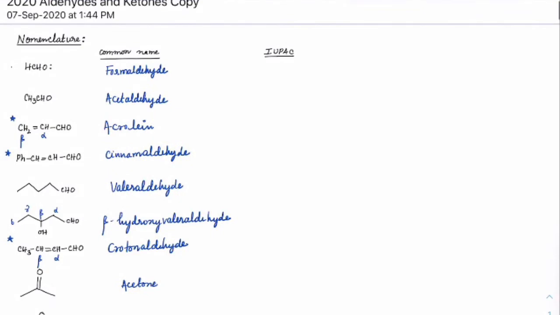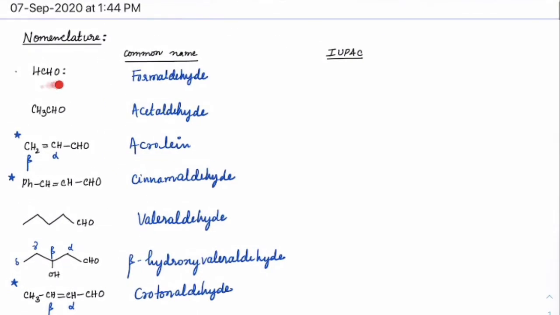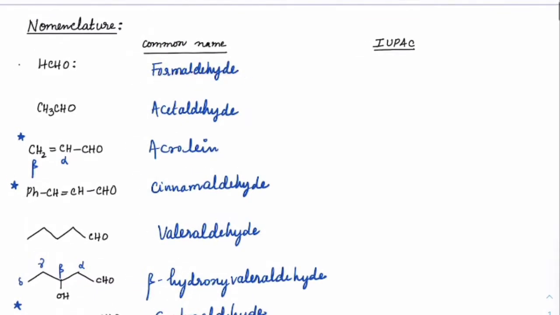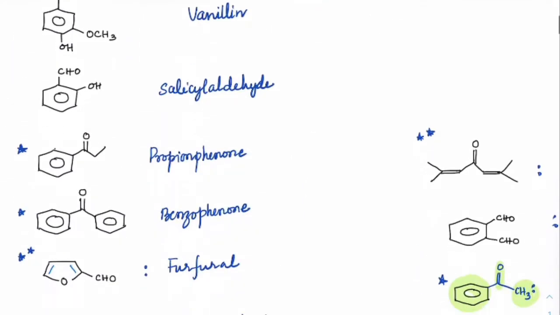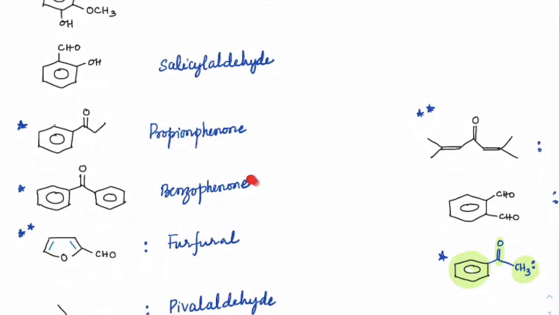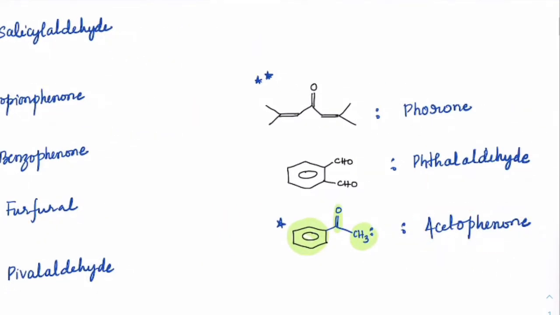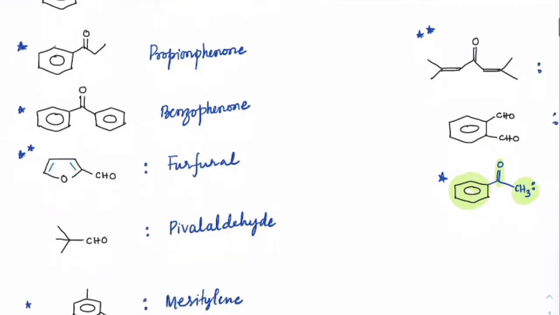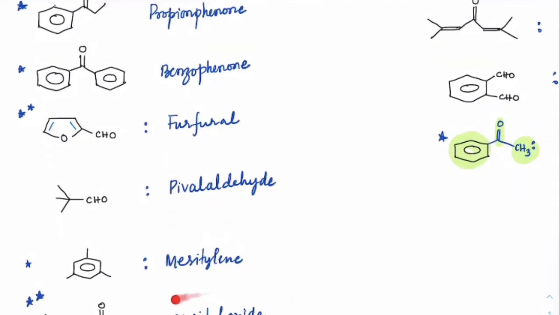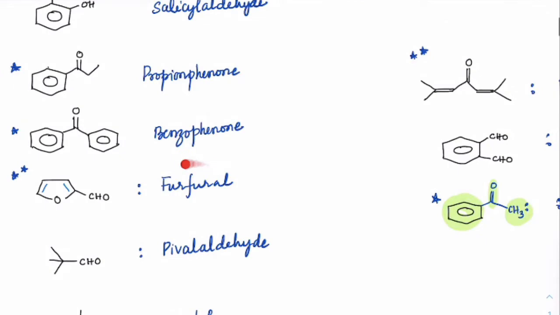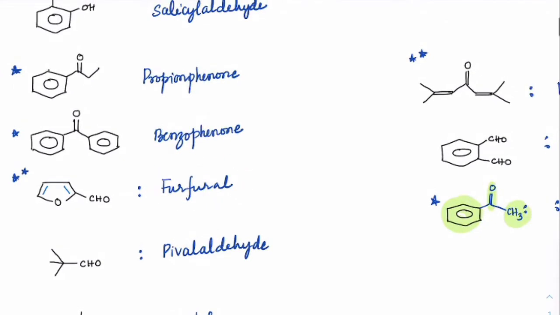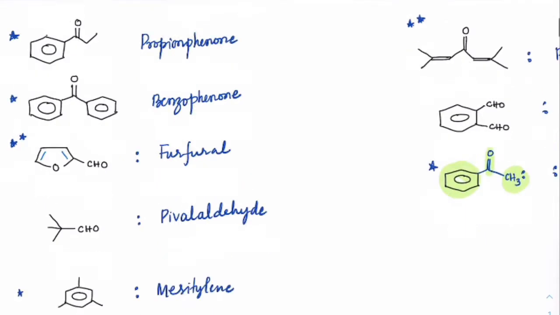So yesterday we started off discussing the nomenclature of various carbonyl compounds that includes formaldehyde, acetaldehyde, acrolein, cinnamaldehyde and so on. Few of them are important here: how to write benzophenone, acetophenone, furan for that matter, what is mesitylene, mesityl oxide, furfural. So these are some new ones, so just practice that.